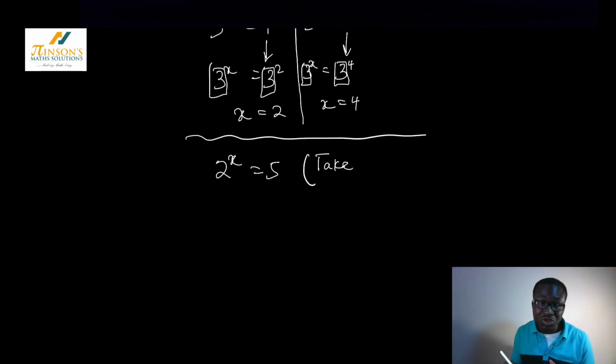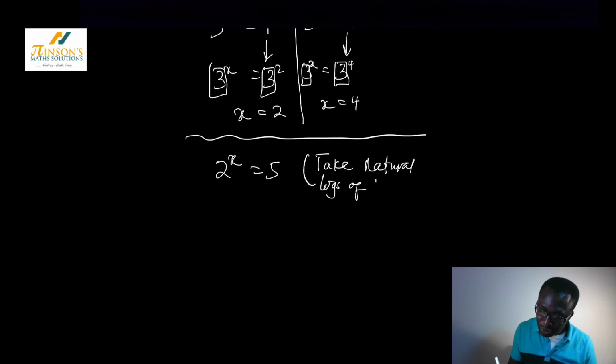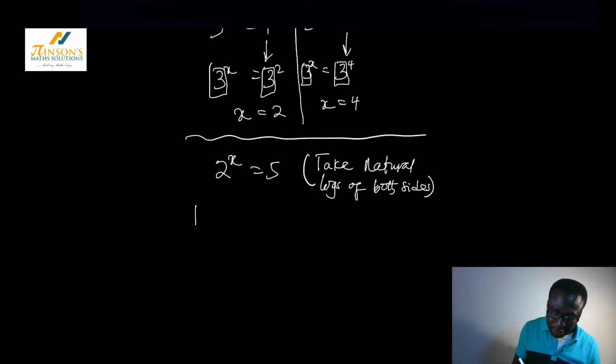We could say natural log of both sides, or log to base 10, or log to any base of both sides. Okay, in equations, what we do to one side, we do the same to the other side. So I could say take natural log, and I'll show you what that means. Natural log, or logs of both sides. Okay, so on this side, natural log means ln 2 to the x, and here I've got ln 5.